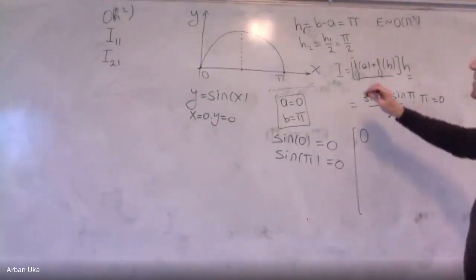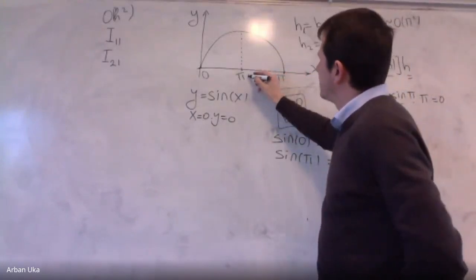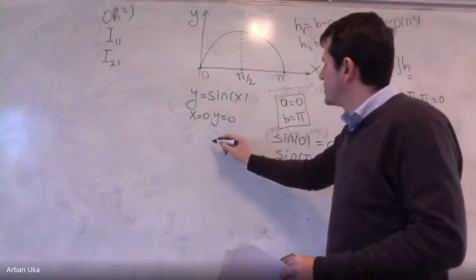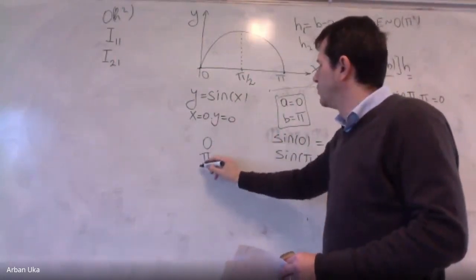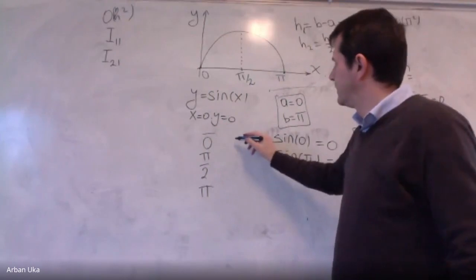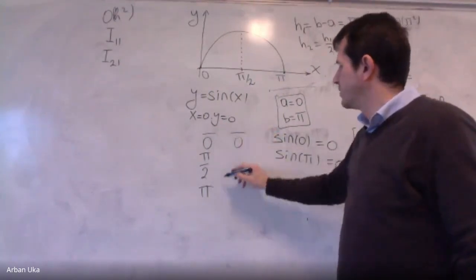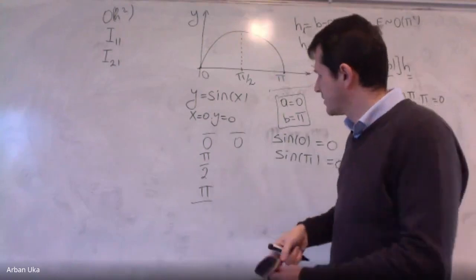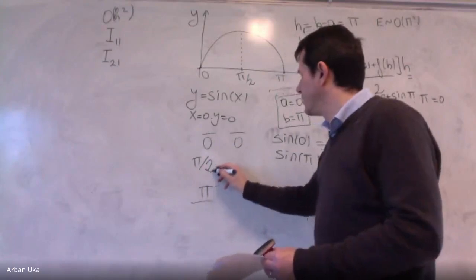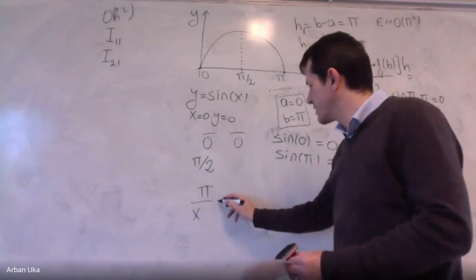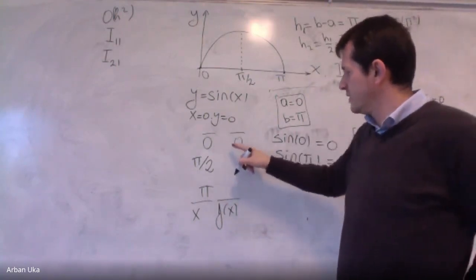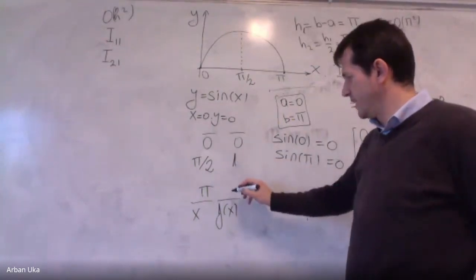Then, the next step, we cut this in half, we make this pi over 2, and the next value, what is the next value? The points are 0, pi over 2, and pi, right? So what is sine 0? Sine 0 is 0, so it looks like we have three values. These are values of x. This is values of f of x. Sine of 0 is 0, sine of pi over 2 is equal to 1, and sine of pi is 0 again, right?